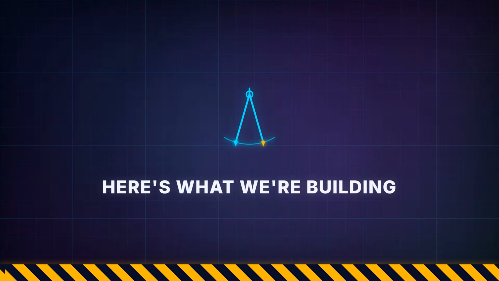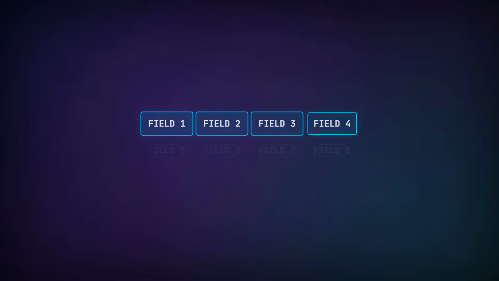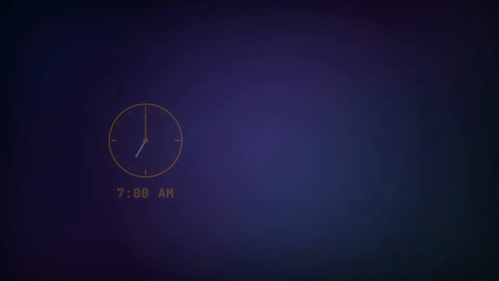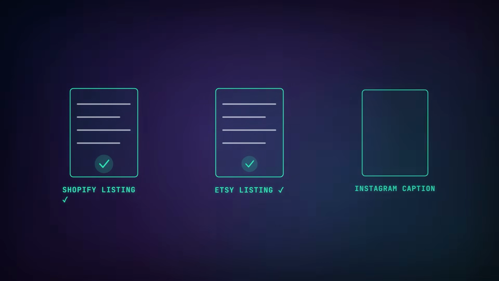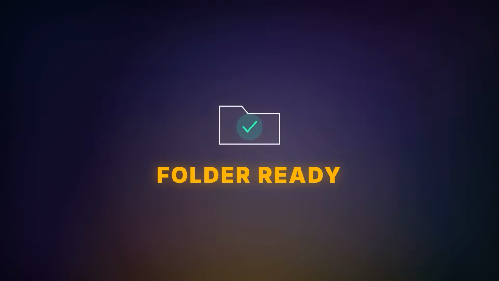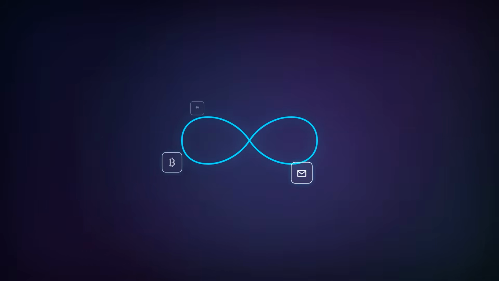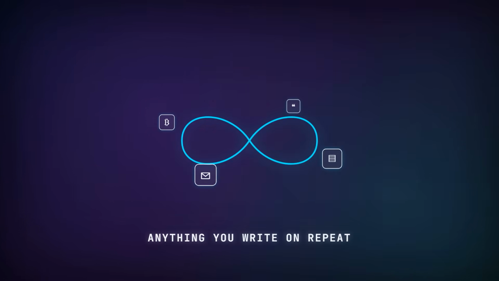Here's what we're building. Jack fills in 1 row, 8 fields, 2 minutes. Every morning at 7 a.m., Claude finds anything new, writes 3 platform-ready listings, saves them. Jack wakes up, folder is ready. I'm using product listings as the example, but this works for anything you write on repeat.